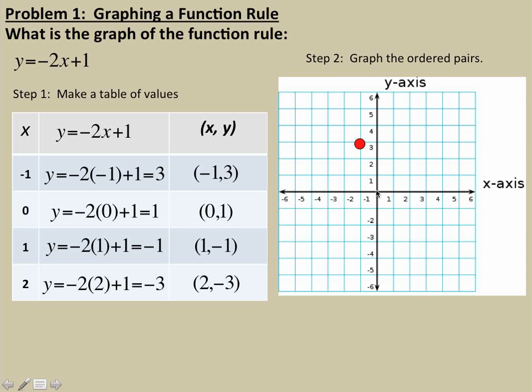0, 1. Start at 0, 0, over 0, up 1. There's his point. Start at 0, 0 always. Over 1, down 1. And then start at 0, 0, over 2, down 3. There's that point right there. Okay? So if you notice all those points line up, that is a linear function. So the graph, we might as well draw the line, and it would look like that. Okay, please make sure you draw that line.